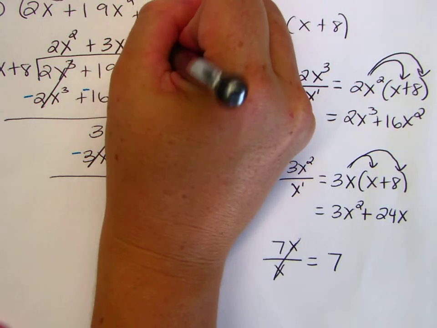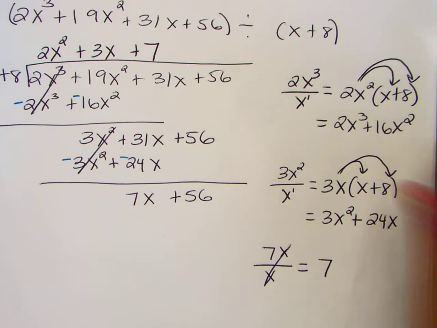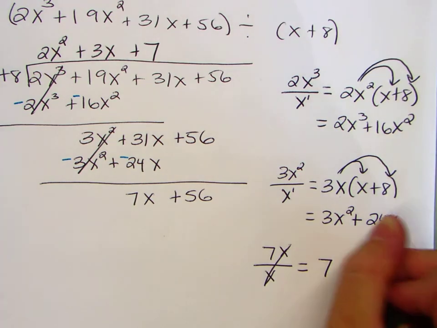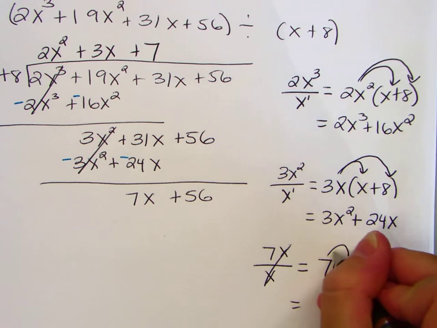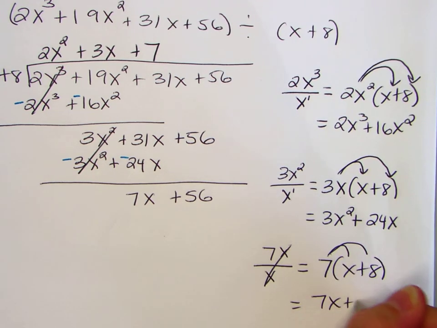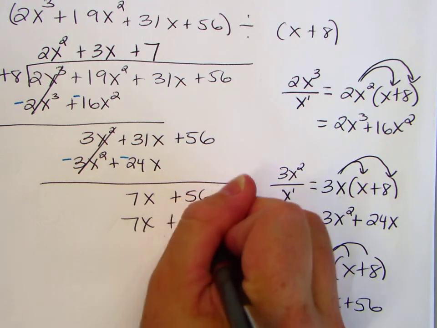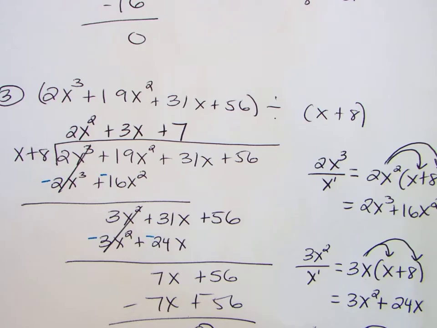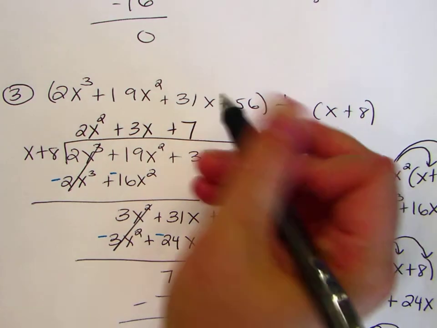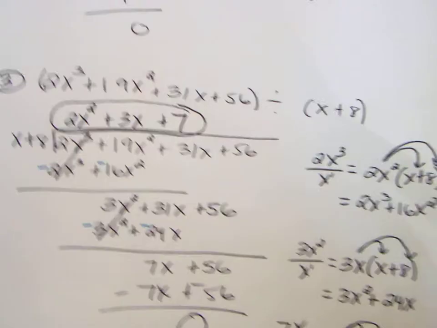7 goes up top. And then we multiply. Notice we also multiply by x plus 8 every single time. Distribute. 7x plus 56. Oh, hey. Subtract, subtract, 0. No remainder. So the answer is what we got when we divided: 2x squared plus 3x plus 7. Okay.